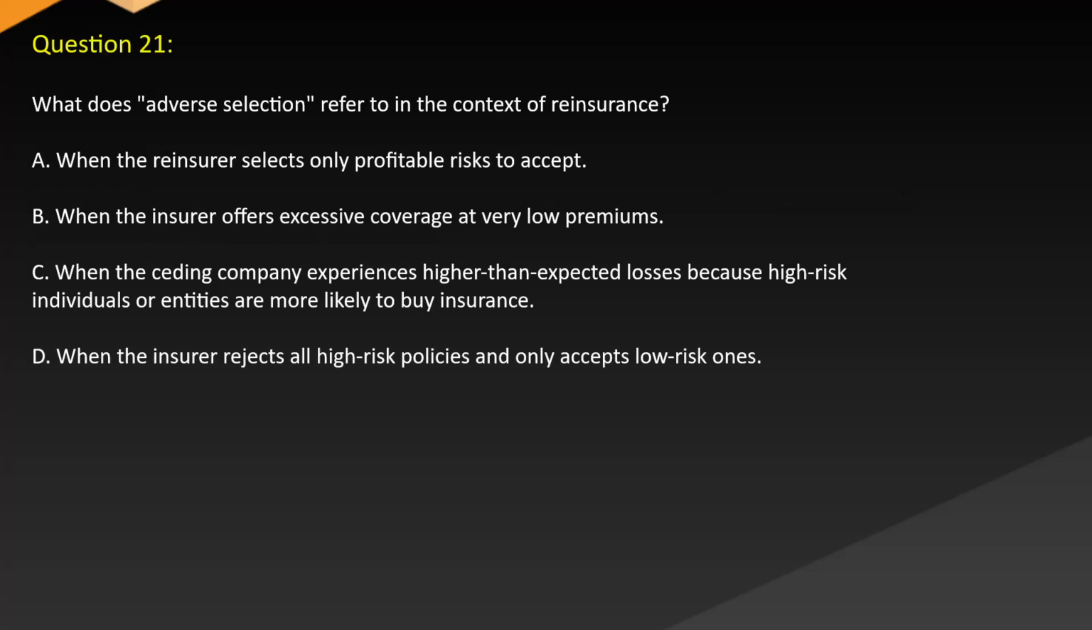Question 21. What does adverse selection refer to in the context of reinsurance? A. When the reinsurer selects only profitable risks to accept. B. When the insurer offers excessive coverage at very low premiums. C. When the ceding company experiences higher than expected losses because high-risk individuals or entities are more likely to buy insurance. D. When the insurer rejects all high-risk policies and only accepts low-risk ones.